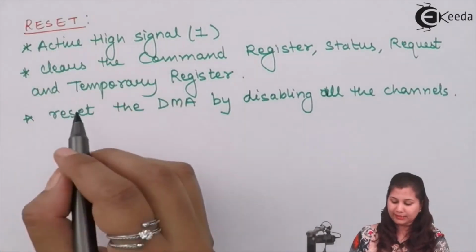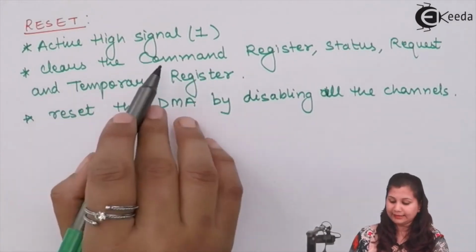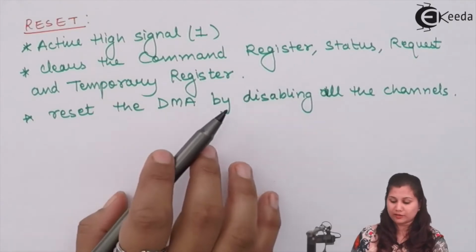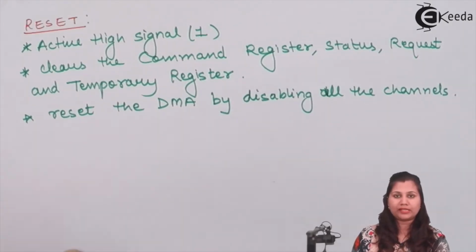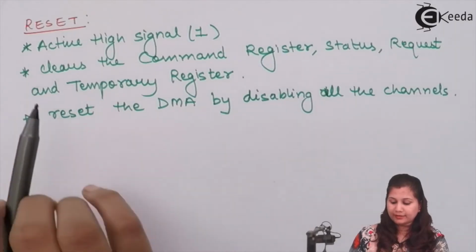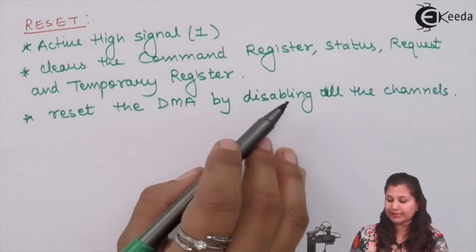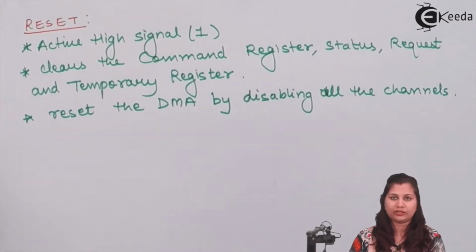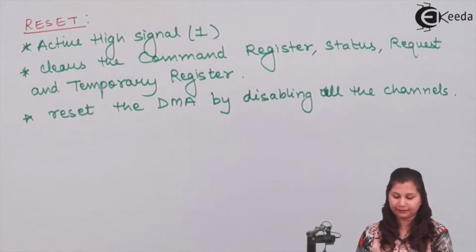So this reset signal is an active high signal and it clears the command register, status register, request register and the temporary register. All the contents present in these registers will be cleared out and will come to the 00 condition. This signal also resets the DMA by disabling all the channels. All four channels, channel 0 to channel 3, will be disabled by this reset signal, or they will come to their initial conditions.